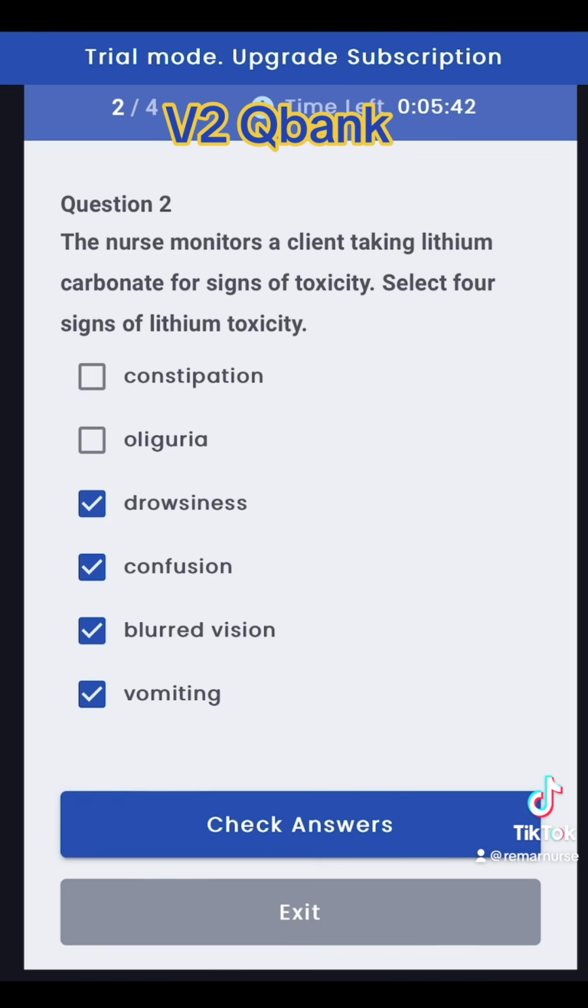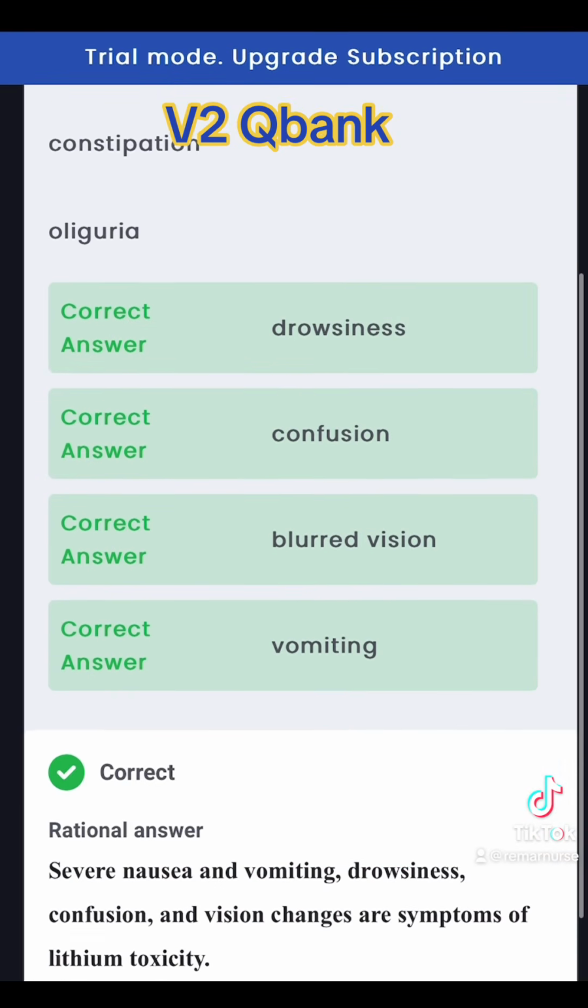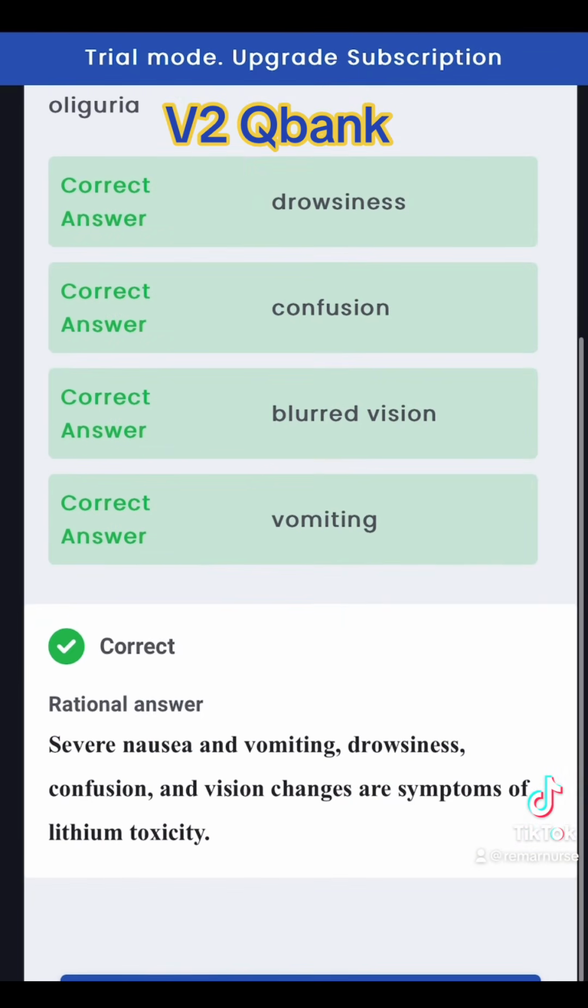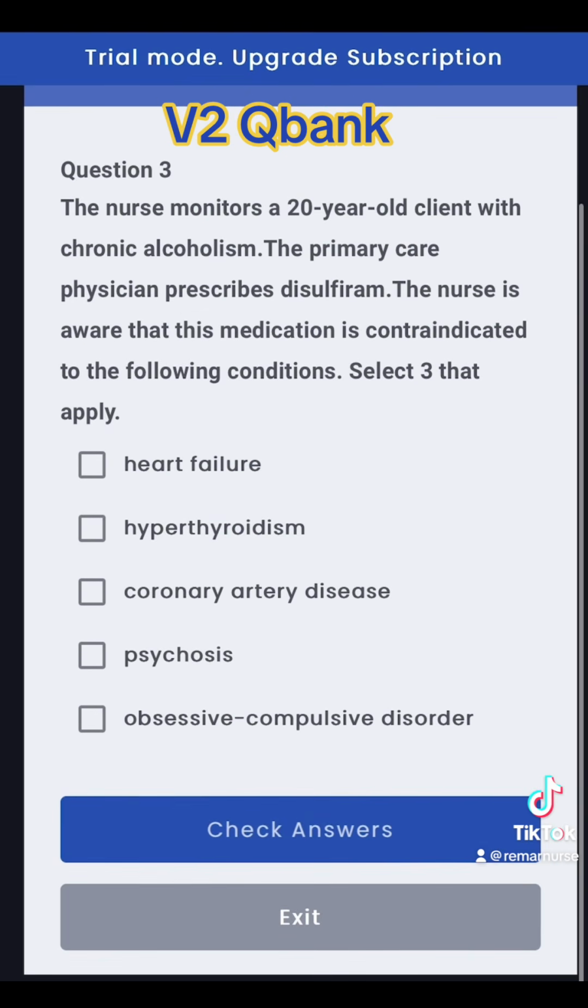I like 4 questions because they're easier for select all that apply. All right, there we go. So we got that one right. Let's move on. The nurse monitors a 20-year-old client with chronic alcoholism. The primary care physician prescribes disulfiram. The nurse is aware that the medication is contraindicated to the following conditions. Select 3 that apply. This pharmacology is tough.